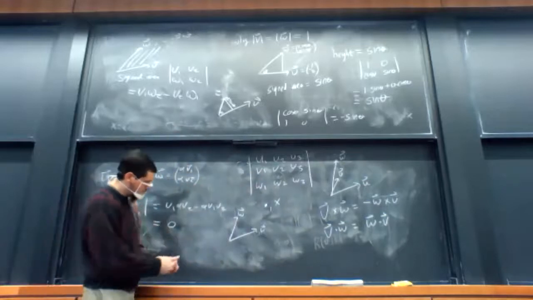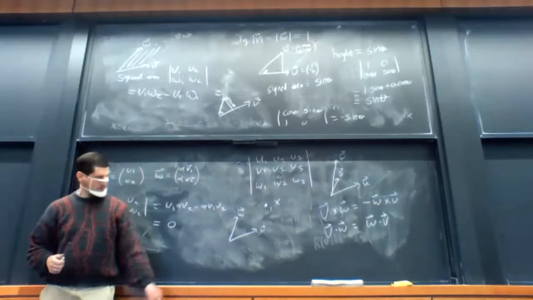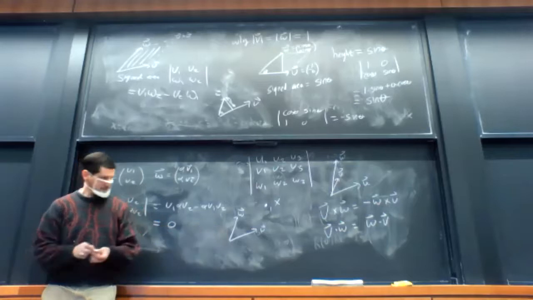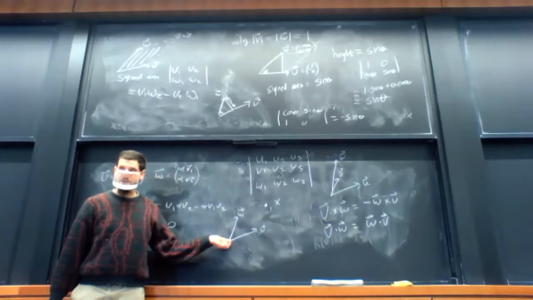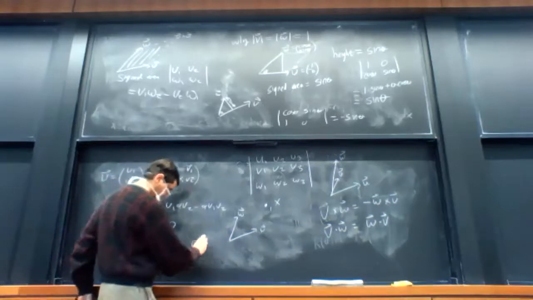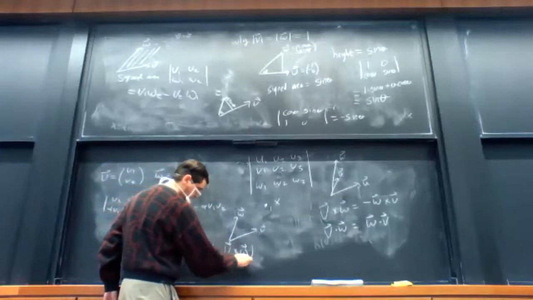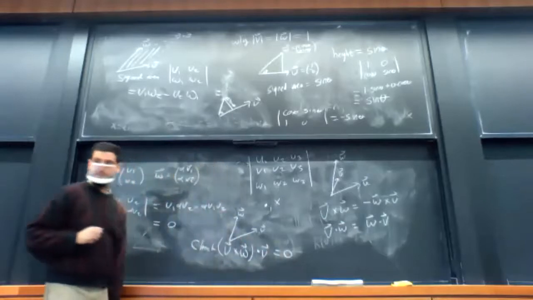So V cross W is going to come out like this. What should the dot product of V cross W be with V? If you're coming out here at 90 degrees, zero. So check: V cross W dotted with V should be the scalar 0.